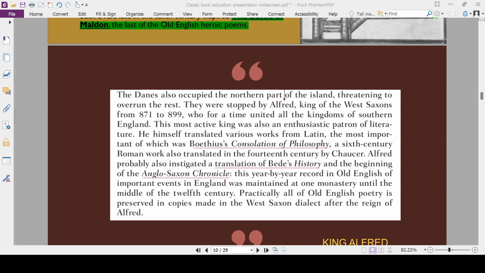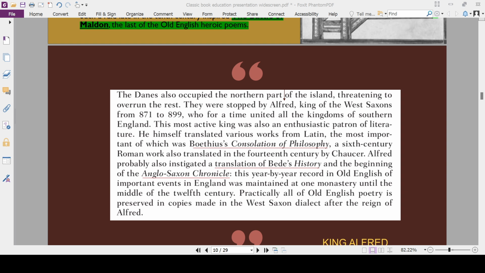So the Danes were really powerful, and they exerted dominance over significant portions of Britain, particularly the northern regions of it, and they posed a substantial threat to the overall control of the island. However, we have an extremely important figure in this period, King Alfred, who emerged to thwart their advance. Reigning from 1871 to 1899 as the king of the West Saxons, Alfred successfully unified the kingdoms of southern England for a period. Noteworthy for his active governance, King Alfred also distinguished himself as an enthusiastic patron of literature.